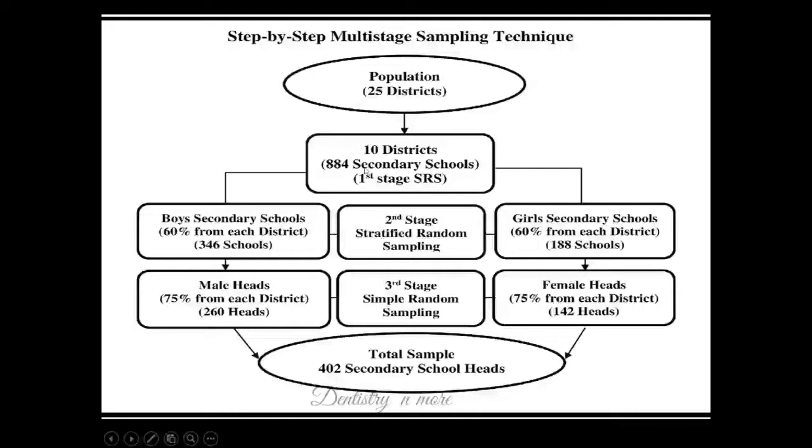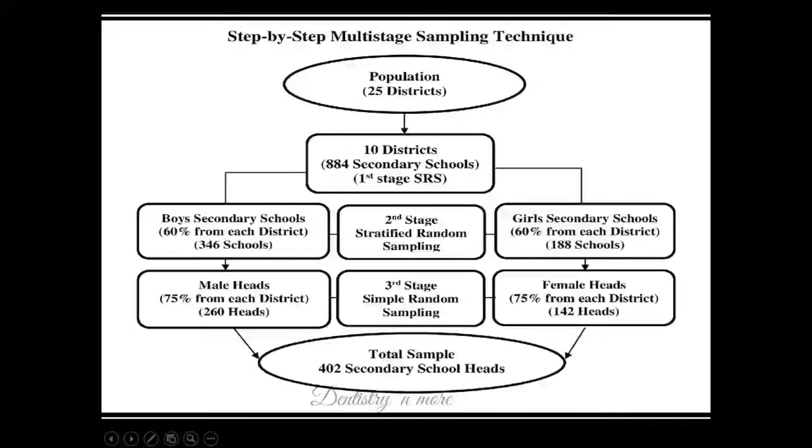Then from these 10 districts we divide into boys secondary schools and girls secondary schools. Here we do stratified sampling, and from this we do random sampling, and here also random sampling. So random sampling and also stratified sampling, and finally we reach 402 secondary school heads. So it is reducing the number of samples to the desired level, but maintaining the probability sampling at all points.